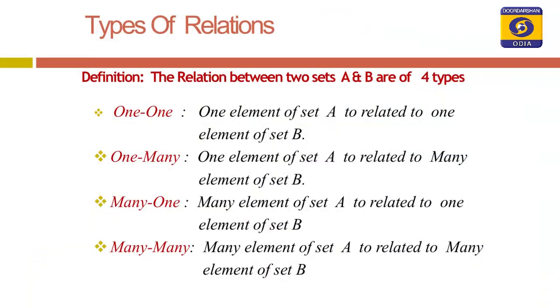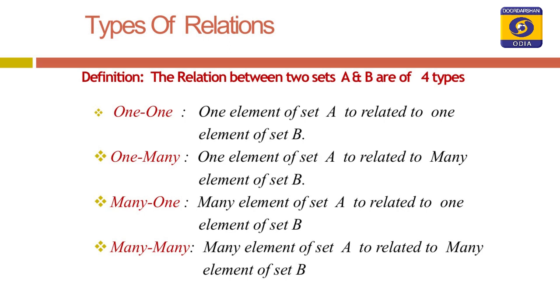Next, what are the different types of relation? There are 4 types of relation: 1-1, many-1, 1-many and many-many. So, what is 1-1 relation? 1-1 relation is that in which one element of set A is related to one element of set B, and many-1 relation is that in which many elements of set A are related to one element of set B, and 1-many is one element of set A is related to many elements of set B. Last is many-many, in which many elements of set A are related to many elements of set B.